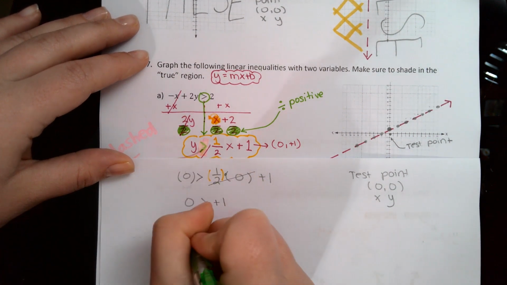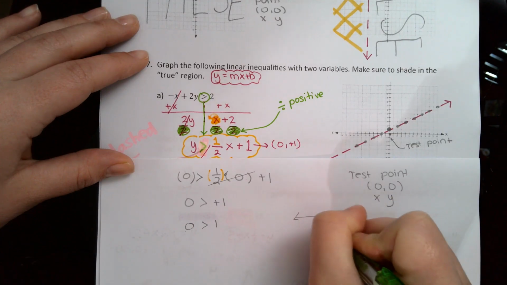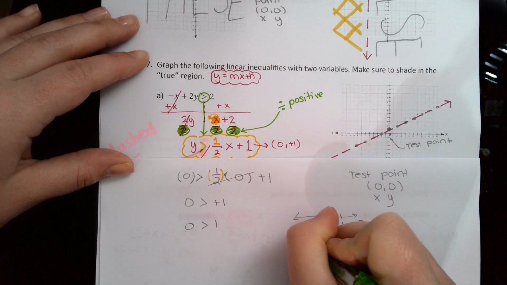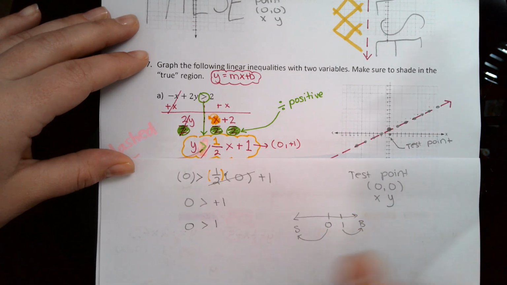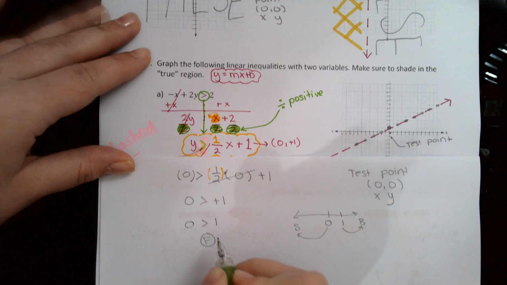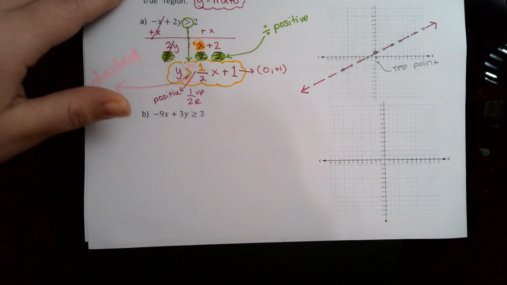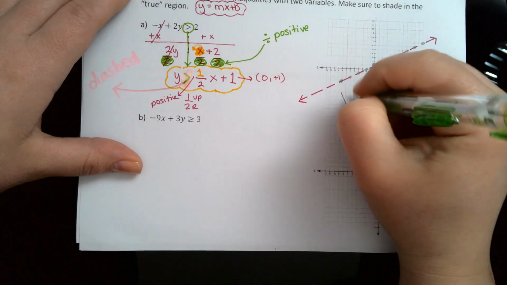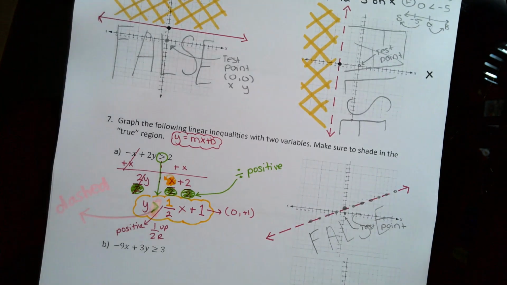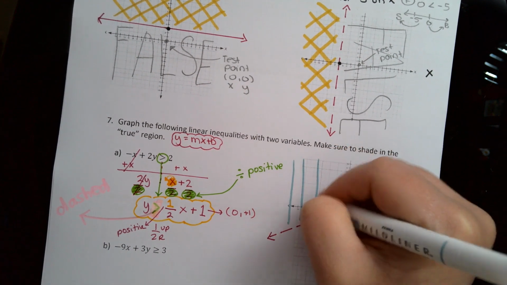The question is, is 0 bigger than 1? If you're not sure, here's 0, here's 1, here's your bigger side, here's your smaller side. 0 is smaller, 1 is bigger. So is 0 greater than 1? No, this is false. So because we have our testing point in the false section, here's false. We are shading in the other side for our true. Again, we want this nice and neat.